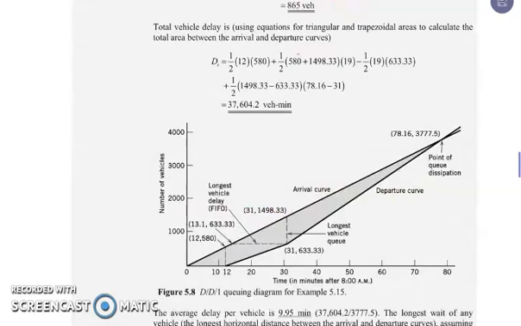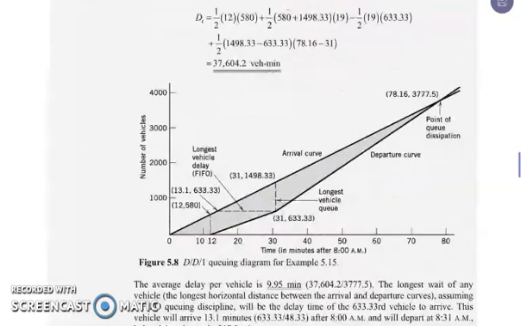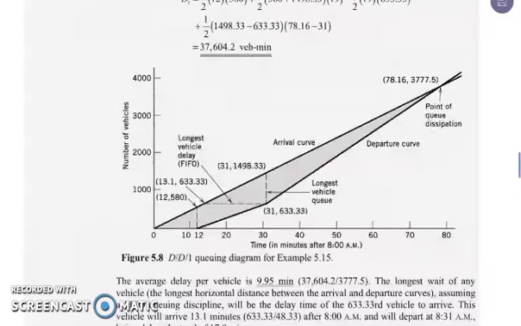So our average arrival rate and our departure rate can be graphed. We can draw the diagram using, as we have discussed, the DD1 queuing diagram. Based on our discussion on the DD1 model, we graph using the same procedure. So we have here our arrival curve and this is our departure curve. You simply have to identify along the x-axis your time, and along the y-axis the number of vehicles, so that you could have the arrival curve and your departure curve.